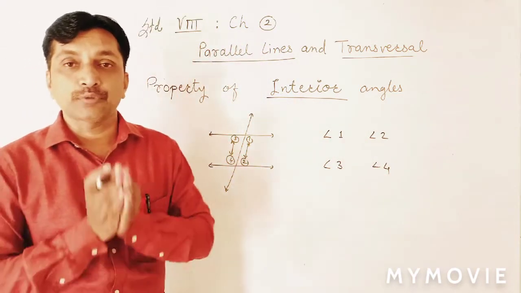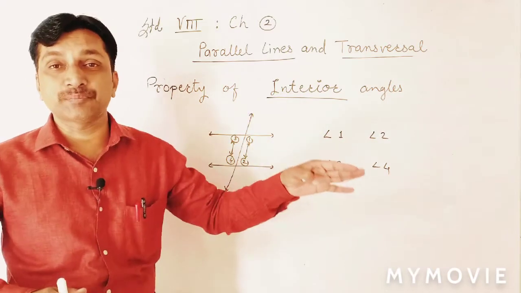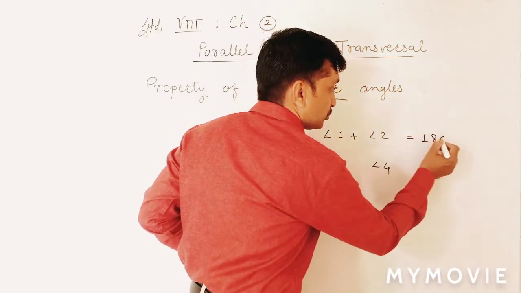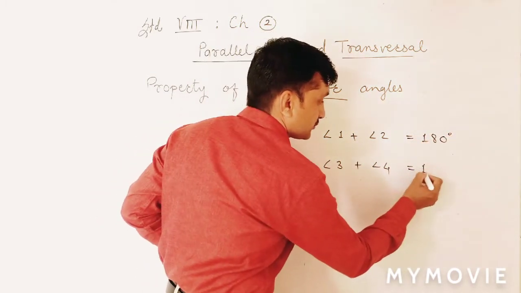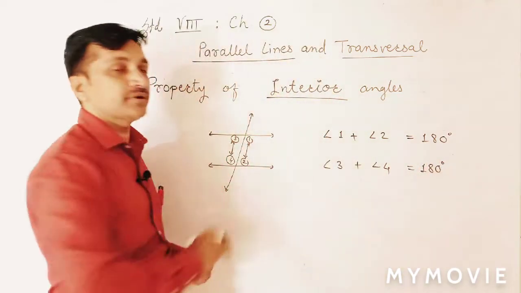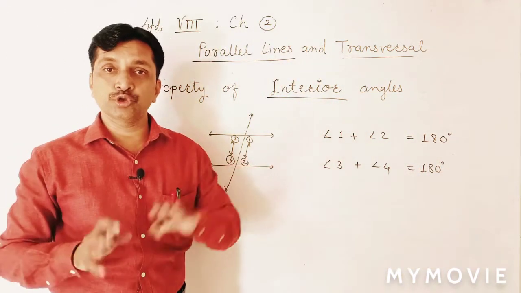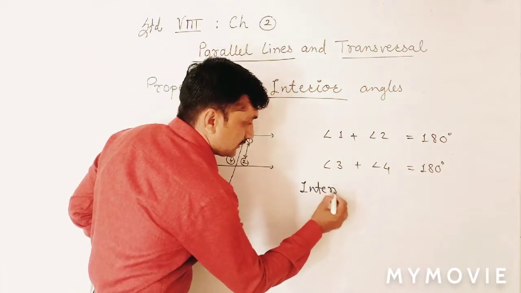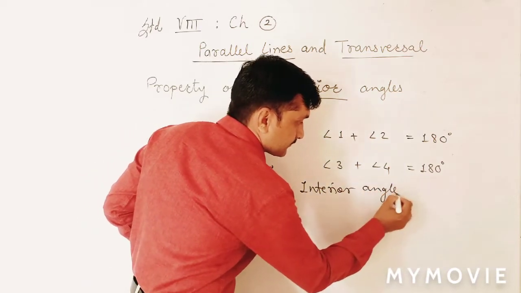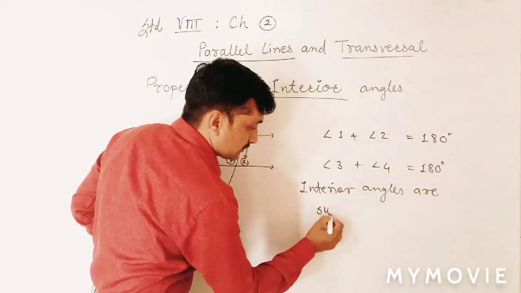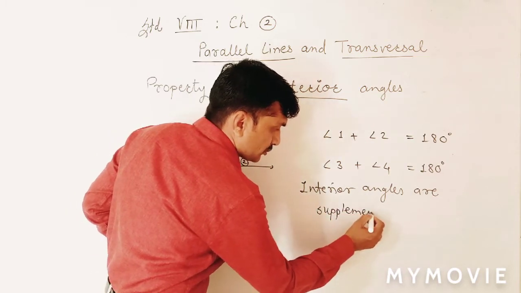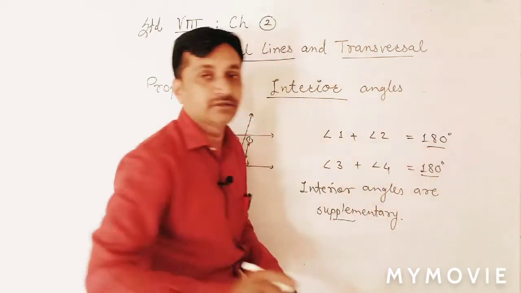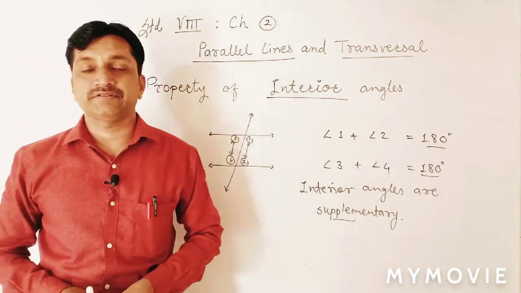And what is the property? The property is that interior angles are supplementary, means their sum is 180 degrees. Angles 3 and 4 also sum to 180 degrees. This is the property of interior angles. Interior alternate angles are congruent, but only interior angles are supplementary. Supplementary means if we add them, we get 180 degrees. This is the property of interior angles.